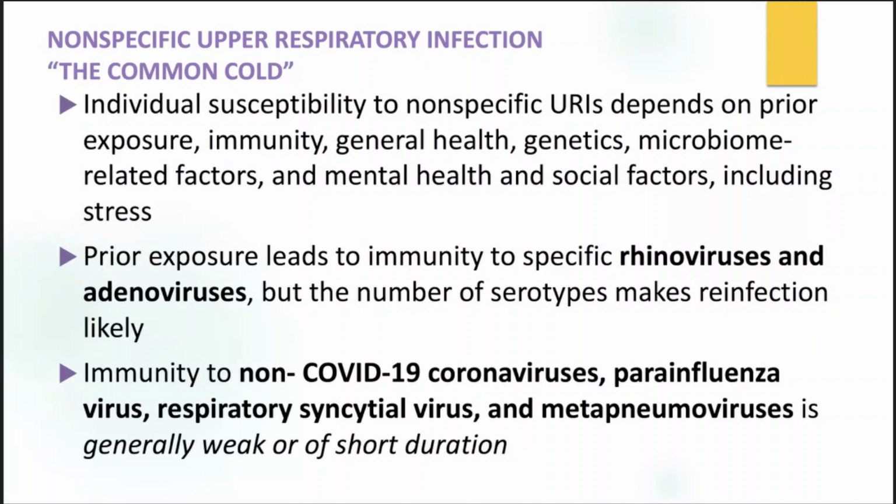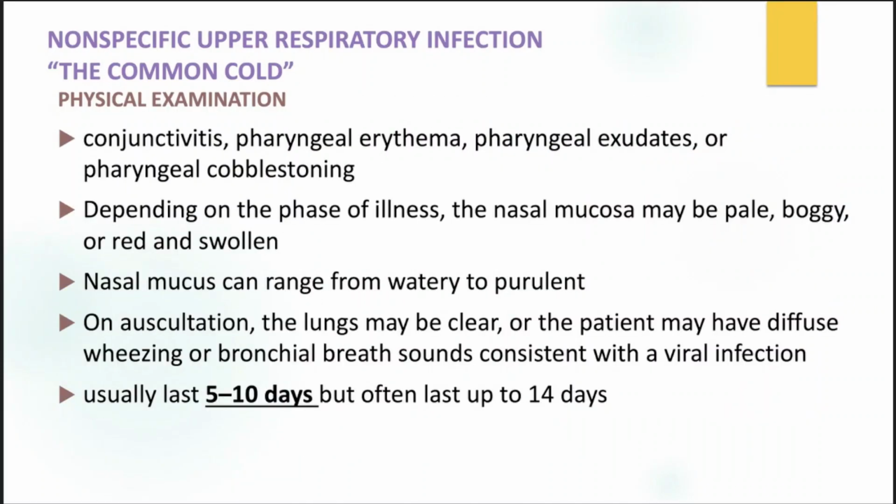So for the physical examination, you also have to take note of conjunctivitis, pharyngeal erythema, pharyngeal exudates, or pharyngeal cobblestoning. And it will depend on the phase of the illness. The nasal mucosa may actually be pale, boggy, or red and swollen. Nasal mucus can also range from watery to purulent. And on auscultation, the lungs may actually be clear, or some patients may have wheezing or bronchial breath sounds consistent with a viral infection. It would last for 5 to 10 days, but you have to inform the patient that it may even go further up to 14 days.